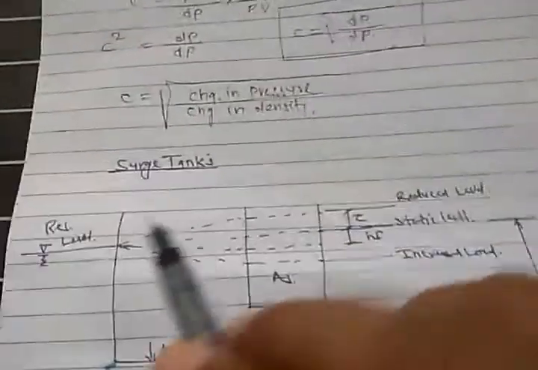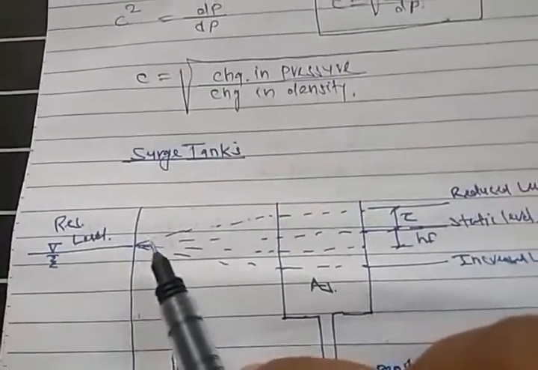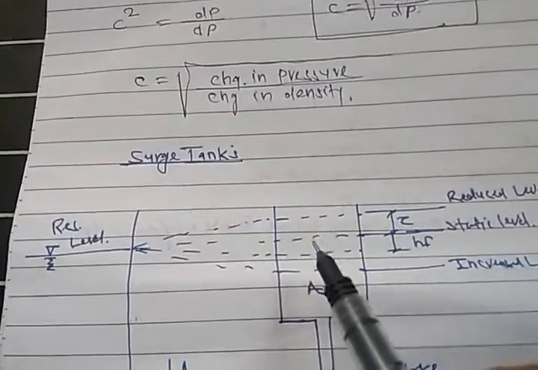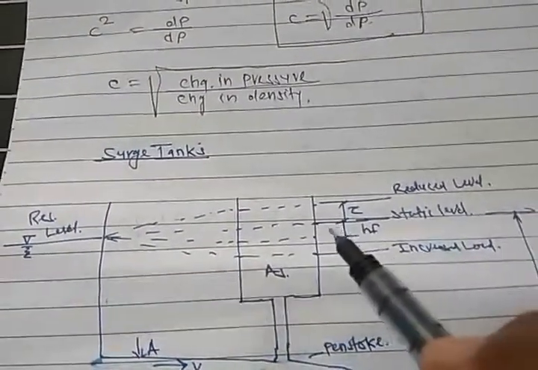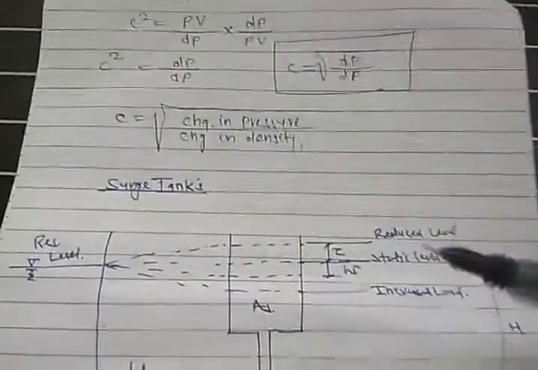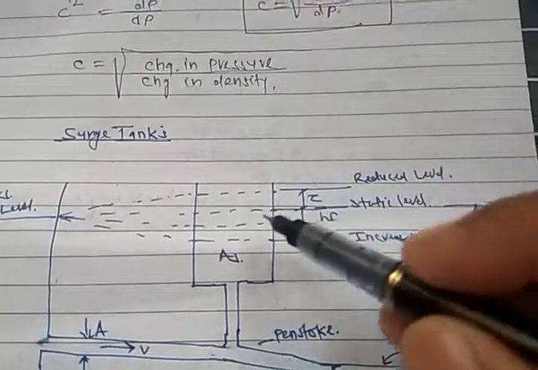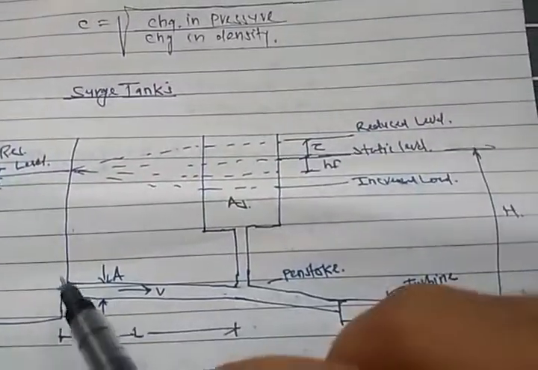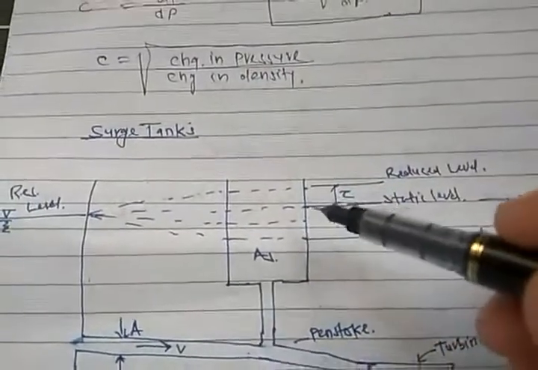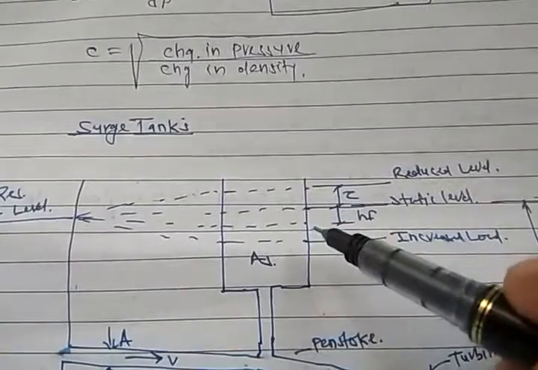Now you can see these levels. This is the reservoir level, and in line with that, in horizontal, this is the static level of water in the surge tank. And this is EHF. Head reduces due to friction between this pipe from here to here. So this is EHF, head loss HF, and this second dotted line indicates the reduced head.